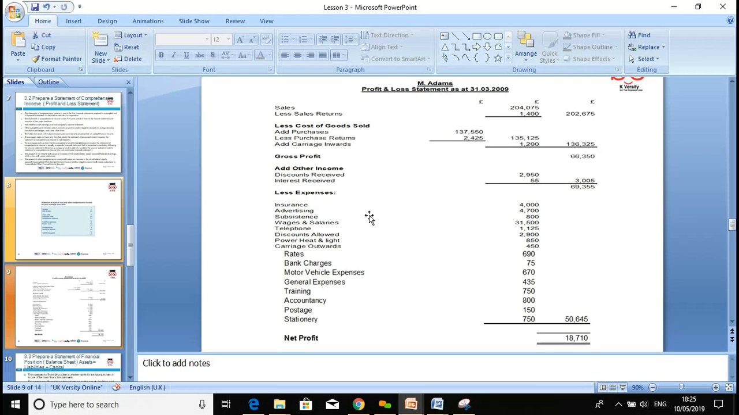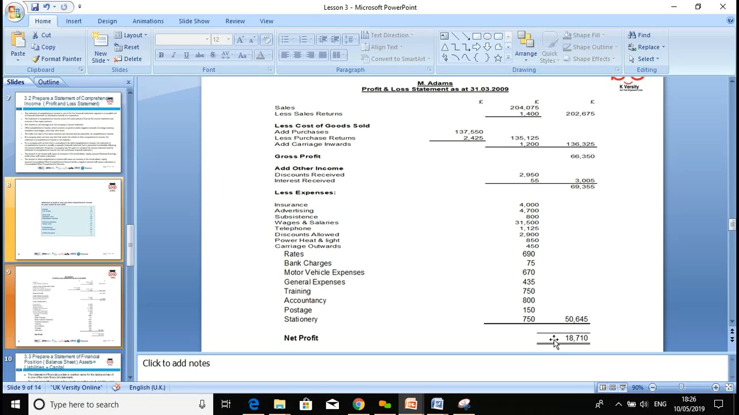Then I have other income, apart from my normal business. Think about Tesco: the normal business is selling consumer goods, but they have invested money in property and deposited money in banks. They get interest from the bank, and sometimes they receive a discount if they make an early payment. That's called other income. It's not our normal operation, but we are earning income from other sources. We normally add that in the profit and loss. Then we minus all our other expenses, so we get our profit. Our profit is 18,710. Then we pay tax on it, and we say profit before tax or profit after tax. Any question?